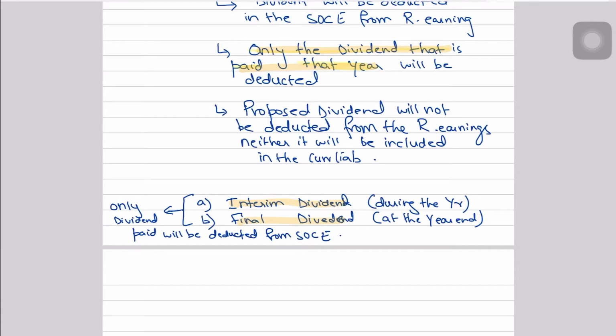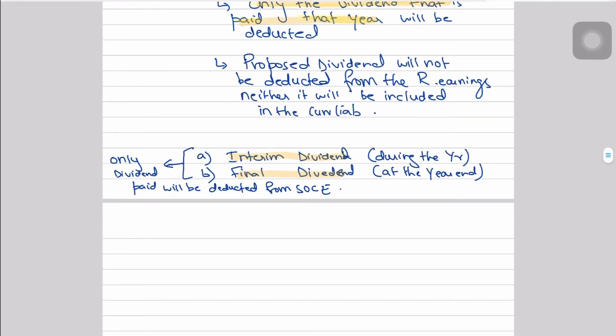There is a dividend that may be proposed in year 1, but it is paid in year 2. So the dividend was proposed in year 1 but was not paid. However, the dividend was paid in year 2. So that dividend will be deducted from statement of changes in equity. Although that dividend is of year 1 and it was proposed in year 1, it was paid in year 2. But since it is now paid, it will be deducted from the retained earnings in the statement of changes in equity.